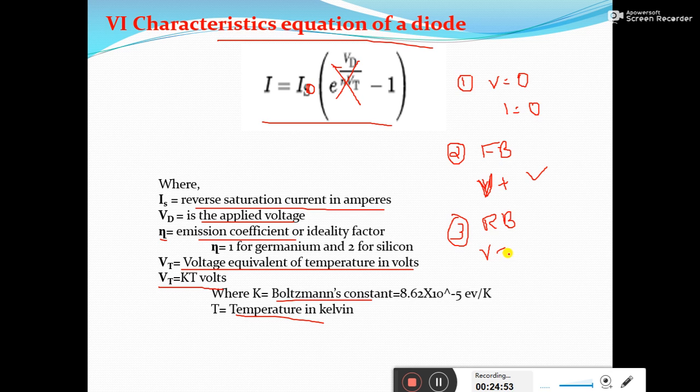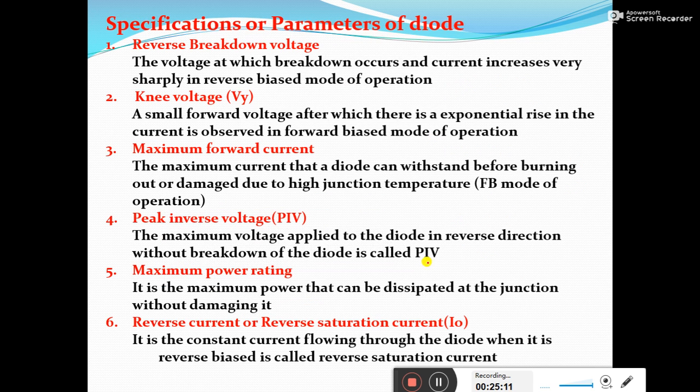As we have seen, if V is negative, I also will be treated as negative. Here V was positive, I was also positive, and it was exponent in nature. That's why I can say this equation is going to govern the characteristics of diode. Then next one is the specifications of the diode, or you can say parameters of the diode. Specifications or parameters, these are very much important.